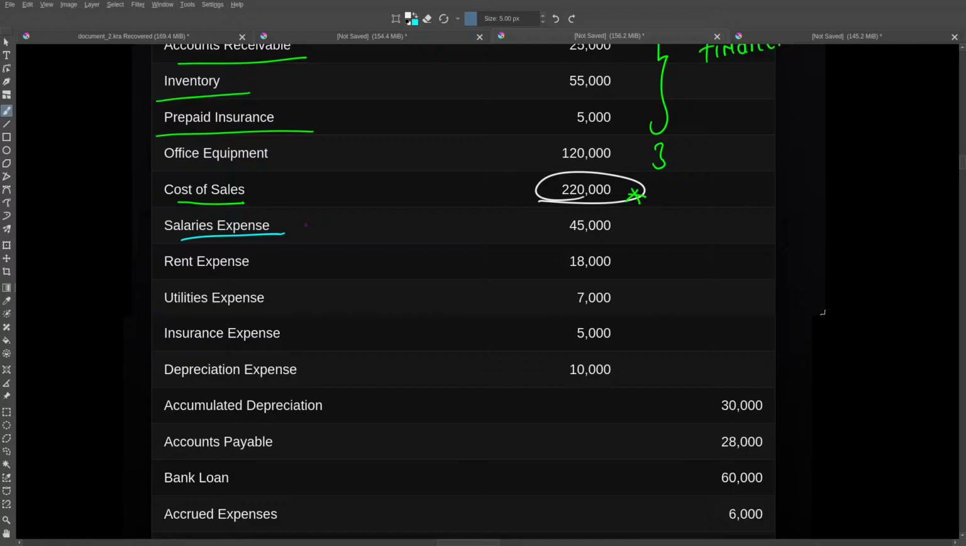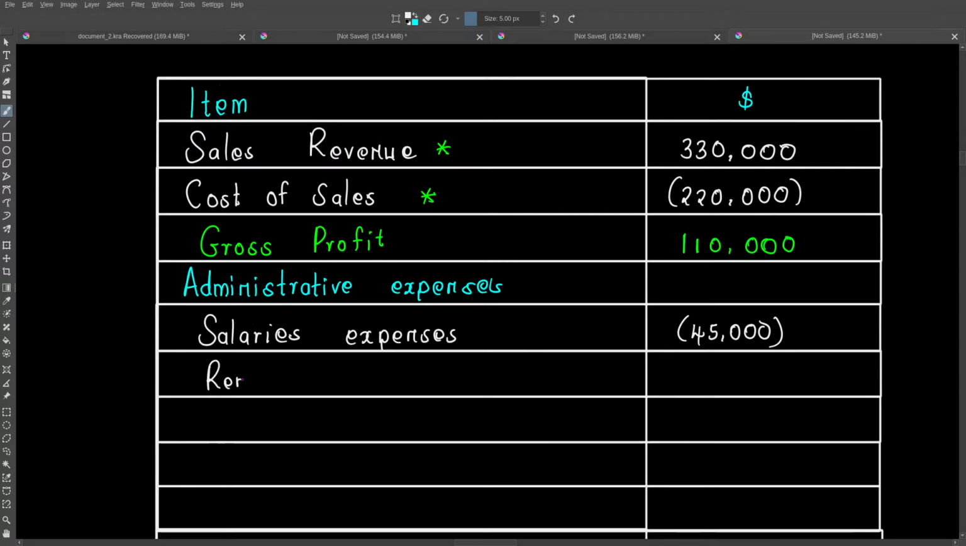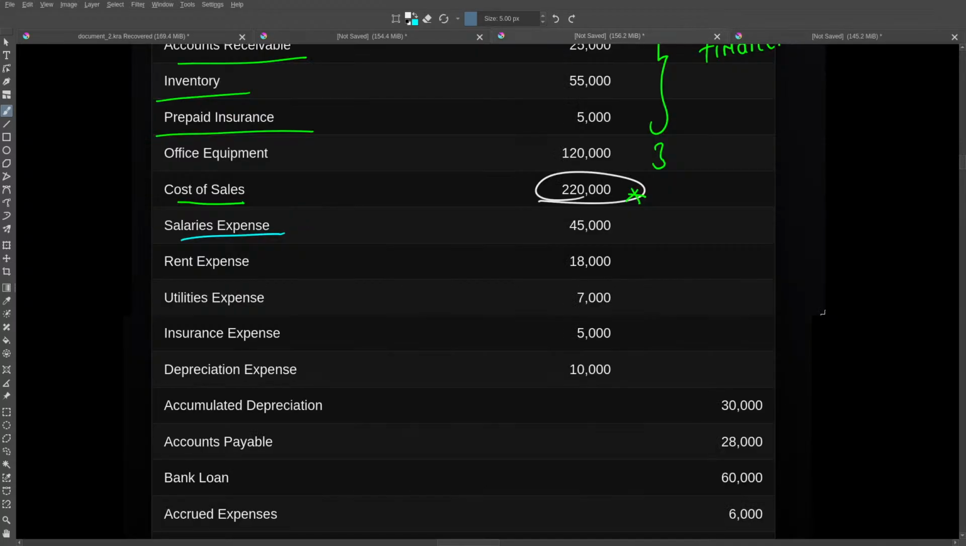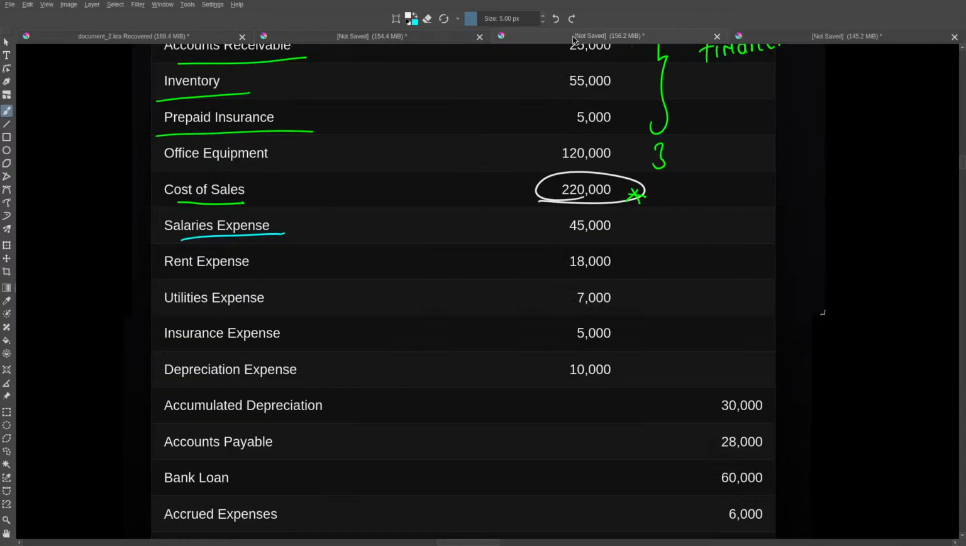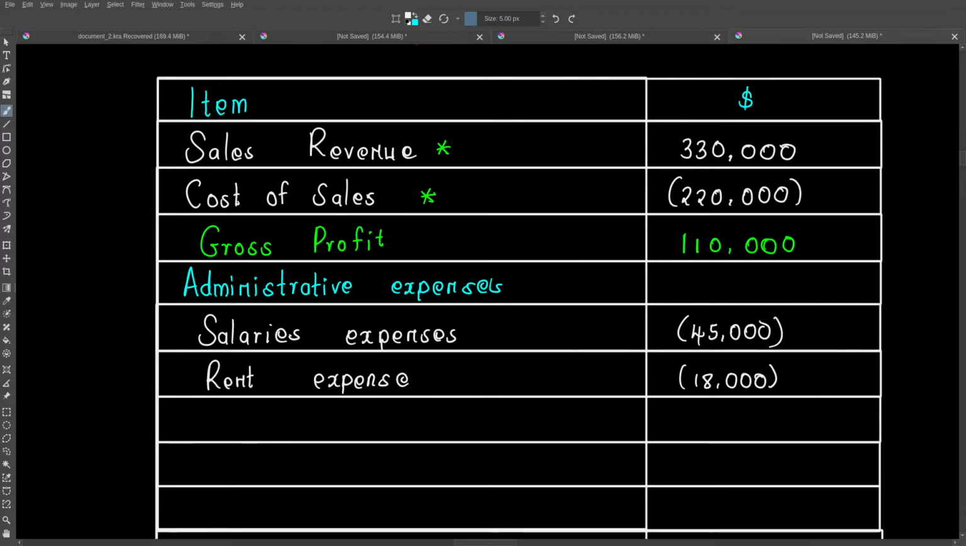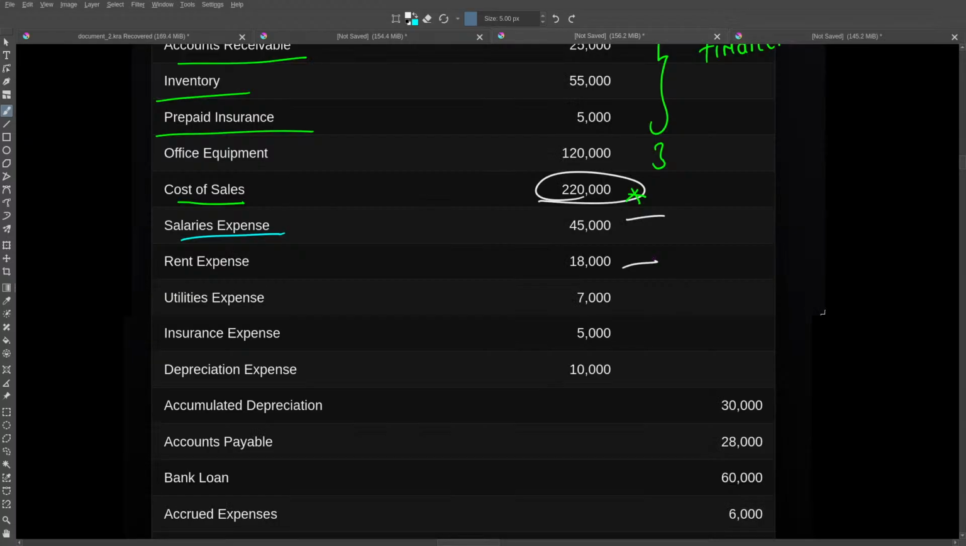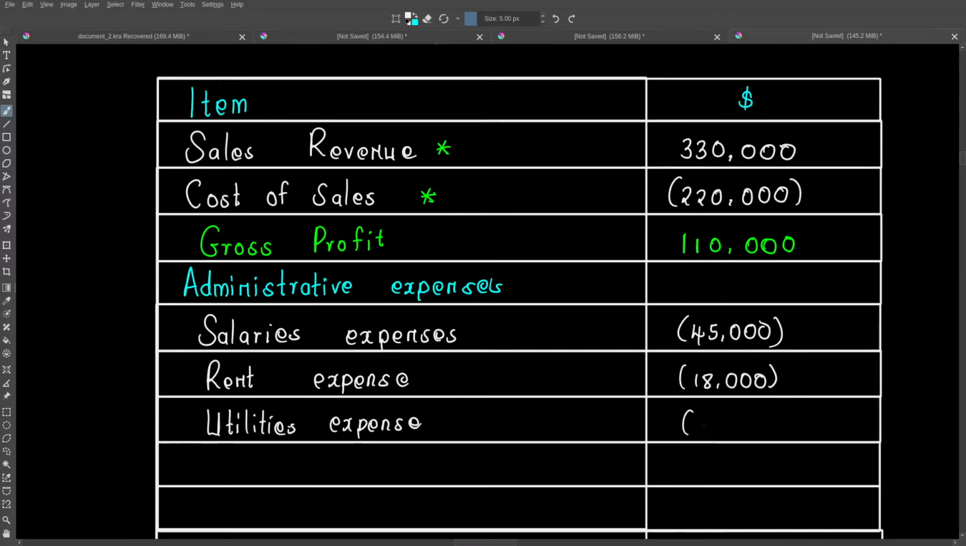Then for rent, we have rent expense as well. That is another operating expense. We have here 18,000, so we come and indicate a less of 18,000. Then we have utilities expense. That is another common operating expense. Utilities is, for example, the water you use in the office, the electricity you're using. That is what you're calling utility expenses, okay? So utility expense here, we have 7,000, okay? So we less here 7,000.